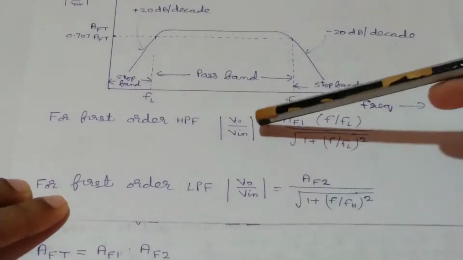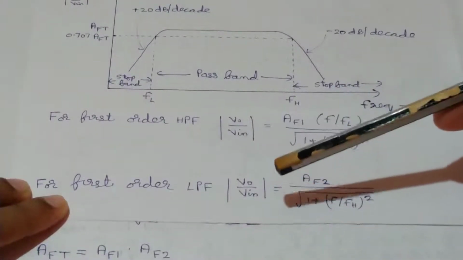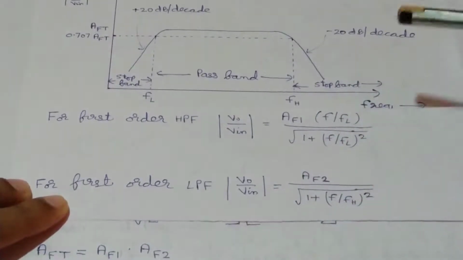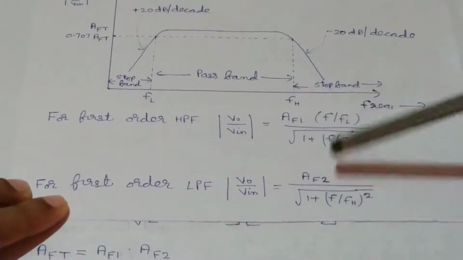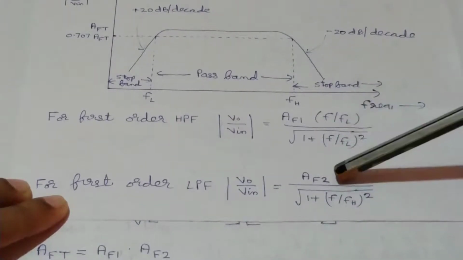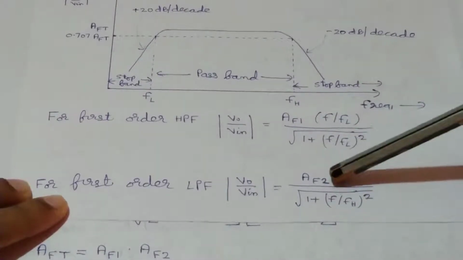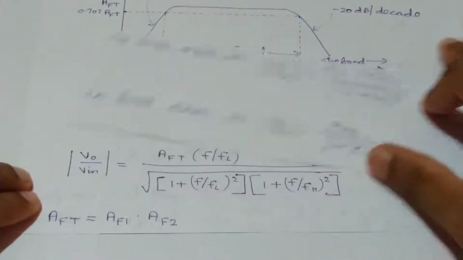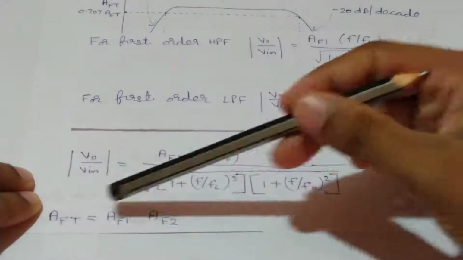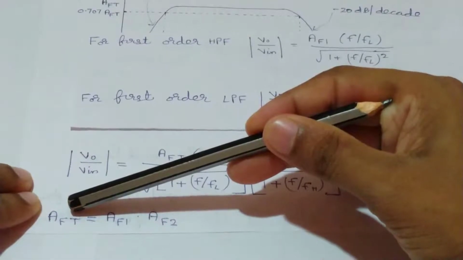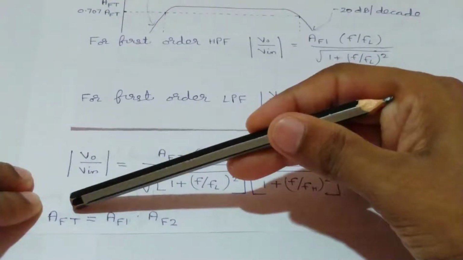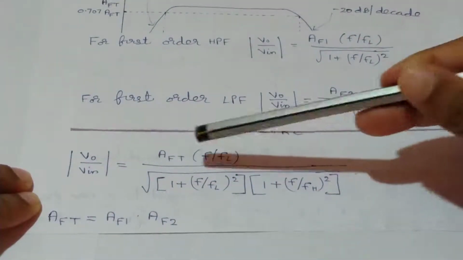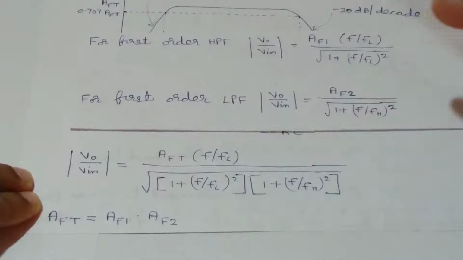Now to obtain the mod V out by V in equation for the wide bandpass filter, we need to multiply these two equations. When we multiply these two equations, its numerator will be AF1 into AF2 into F divided by FL. That AF1 into AF2 is denoted as AFT, which is the total passband gain of this wide bandpass filter. So here the numerator will be AFT into F divided by FL.